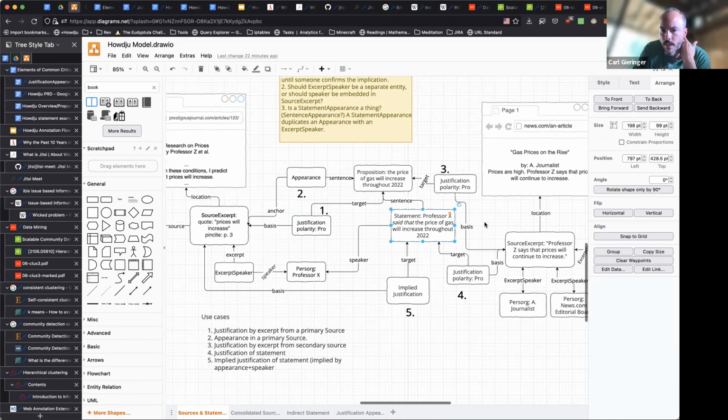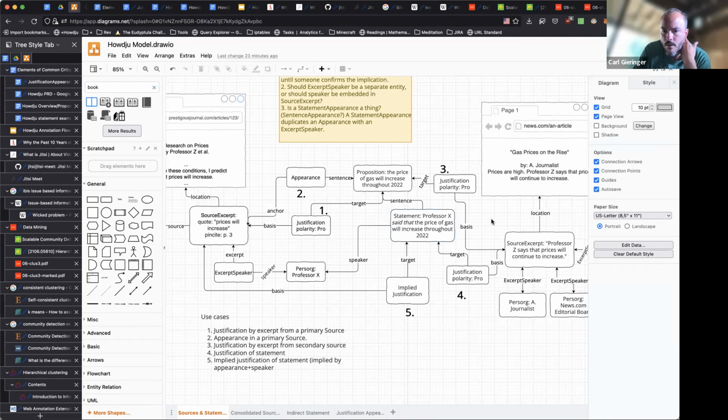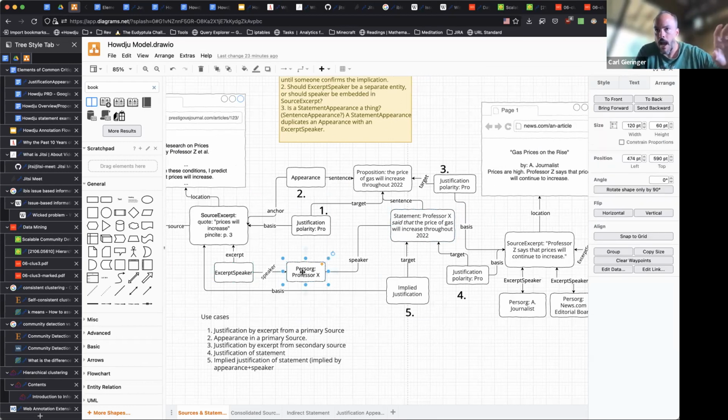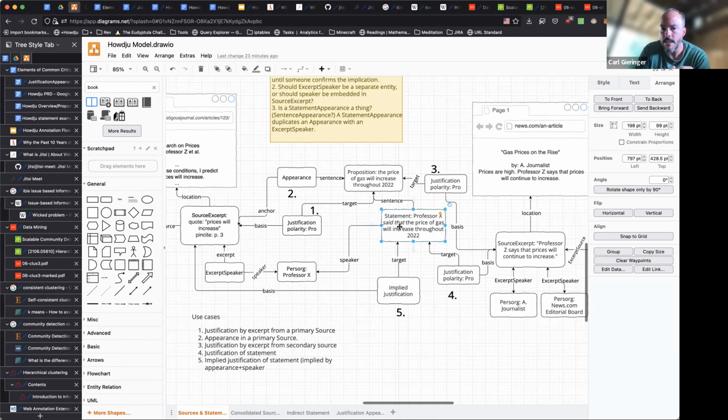Now, I will agree with you that I'm not trying to capture these people's beliefs. I haven't really thought about it, other than I don't know that it's going to be very fruitful to try and figure out what someone believed, but I am trying to capture statements. So I think this is what you're talking about, like an independent entity that is about, you know, Professor X said that the price of gas will increase. And this is separate from this particular source excerpt. It's different from its usage. Was it said at all?